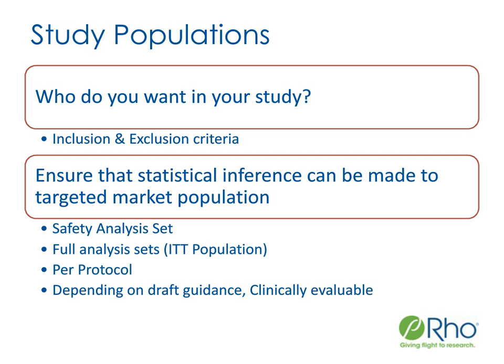A per protocol analysis is generally done as a sensitivity analysis to see how the efficacy results look when only subjects who completed the study as planned are included. Per protocol analysis sets should be defined on a study level and may exclude subjects who are not compliant with the study drug, who dropped out early, or who had major protocol violations, such as being randomized despite not meeting all inclusion or exclusion criteria.